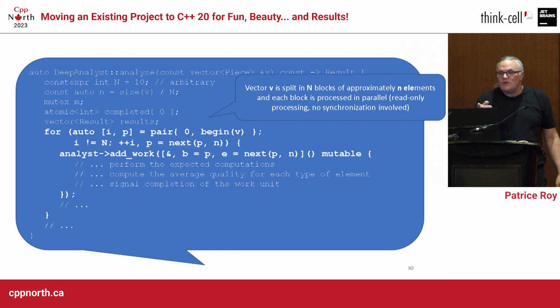And the lambda is mutable because it's going to update a few of the outside state in this case, which is not something you recommend, but sometimes that's what you need to do.